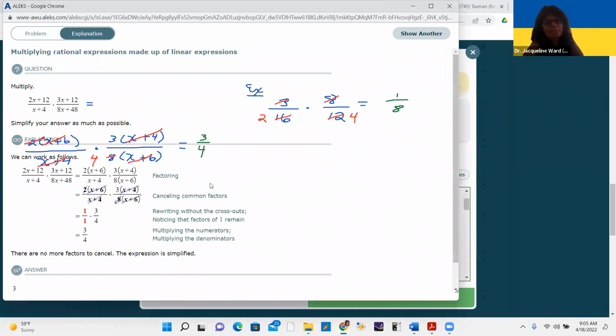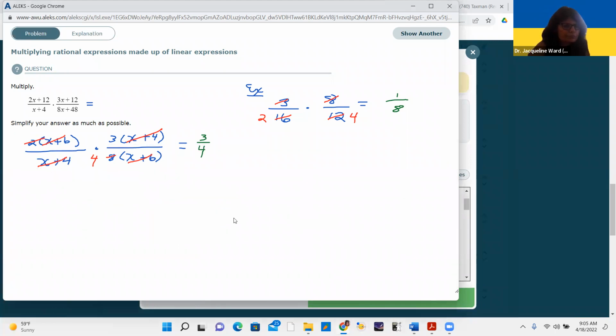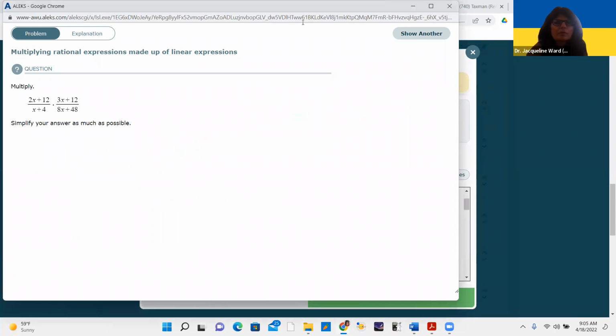Okay. They show the exact same thing, factoring and canceling common factors. So you guys try another one of these. Try that one.